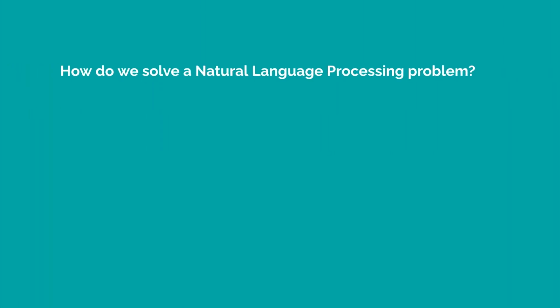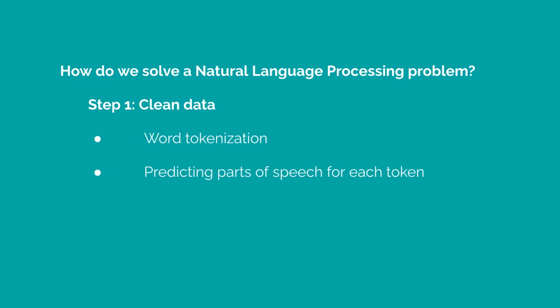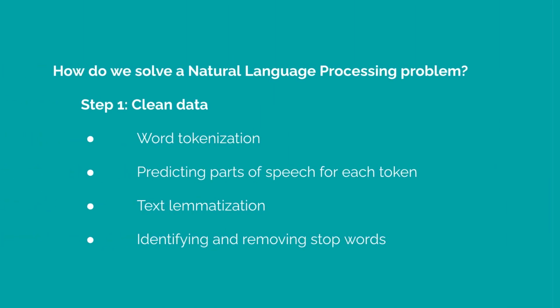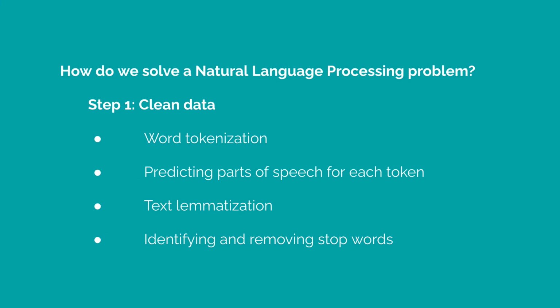All right, so in order to solve a natural language processing problem, in order to clean your data, we are going to first do word tokenization. Then you can predict parts of speech for each token. Then you can perform text lemmatization in order to split words at appropriate locations. That way you can identify two words as one phrase, and identify and remove stop words, as well as perform any other potential cleaning. This list is not an end-all be-all.